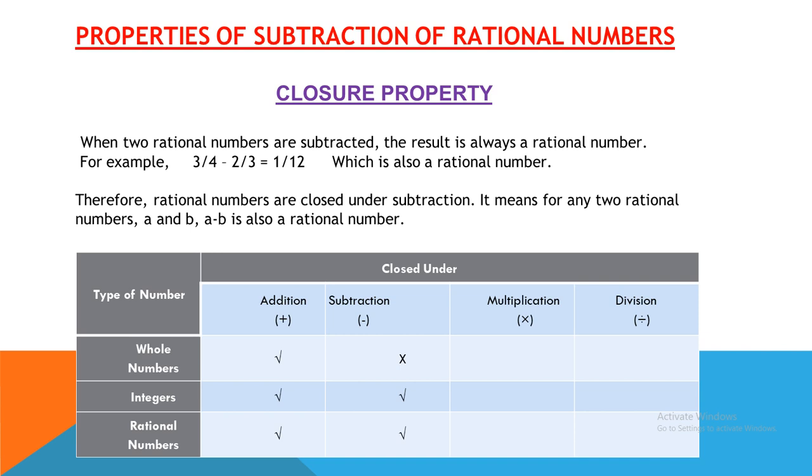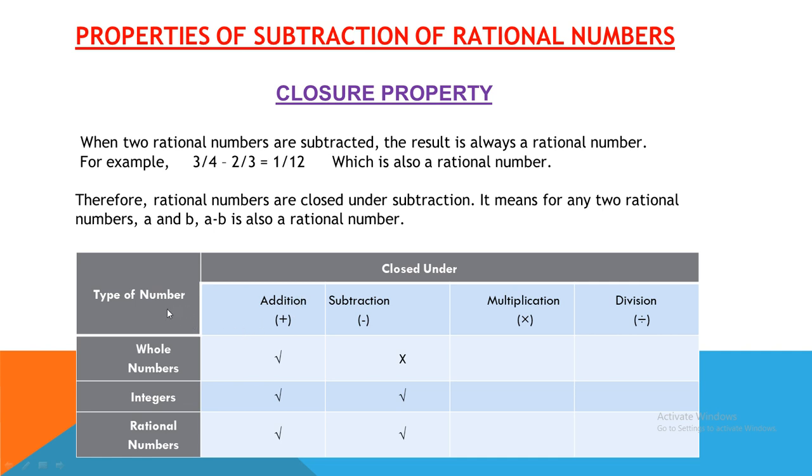Now let's understand what the properties of subtraction of rational numbers are. The first property is closure property. When two rational numbers are subtracted, the result will always be a rational number. For example, 3 by 4 and minus 2 by 3, when we subtract, we get another new rational number. So we say that rational numbers have closure property. Therefore, rational numbers are closed under subtraction. It means for any two rational numbers a and b, a minus b will also be a rational number.